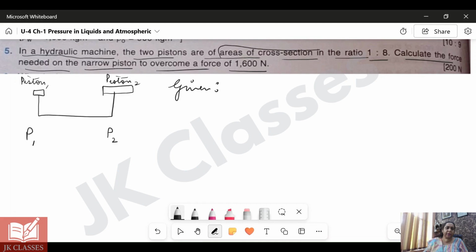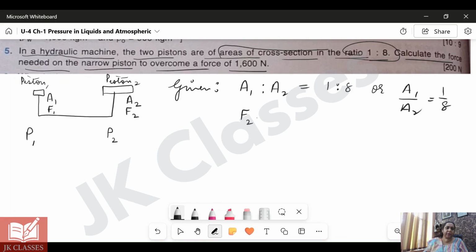the areas of cross section are in the ratio 1 is to 8, that means A1 is to A2 is equal to 1 is to 8, or we can write A1 upon A2 is equal to 1 over 8. Also, we have been given F2, that is 1600 Newton, and we are supposed to calculate F1.